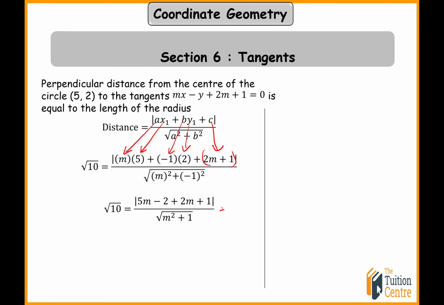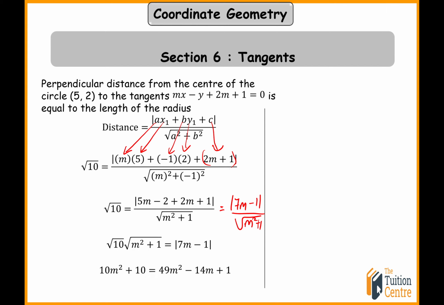Once I tidy this up a little bit more, I'm going to have the modulus of 7m minus 1 over the square root of m squared plus 1. We've got to multiply this out and tidy it up. I'm going to multiply my root 10 times my root m squared plus 1. Remember that root a times root b is the square root of a times b. So here you're going to get the square root of 10m squared plus 10 equals the modulus of 7m minus 1. Square both sides, you get 10m squared plus 10 equals 49m squared minus 14m plus 1.